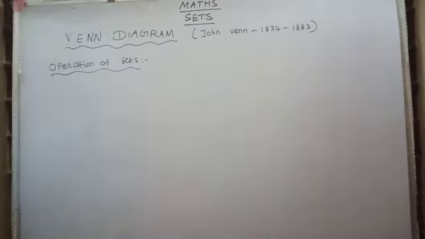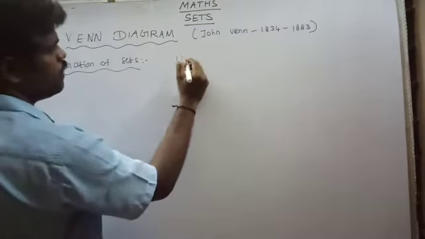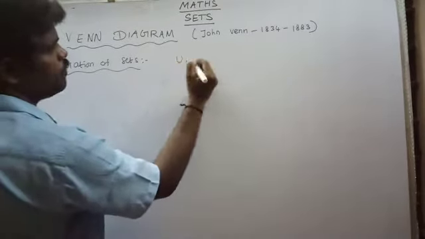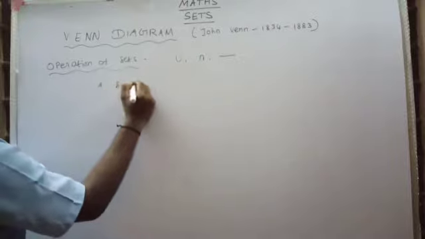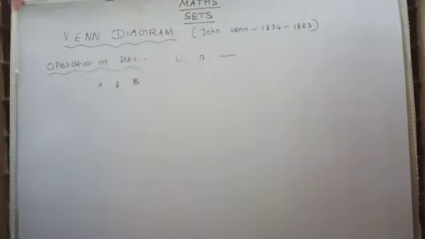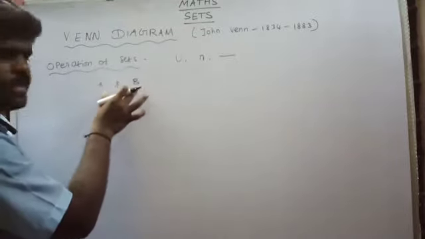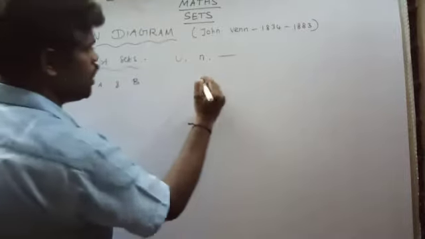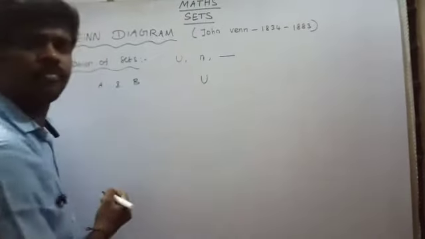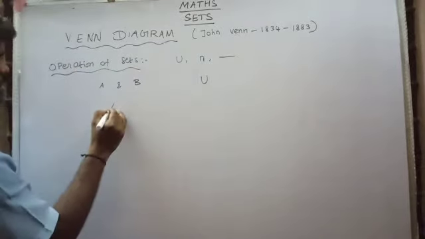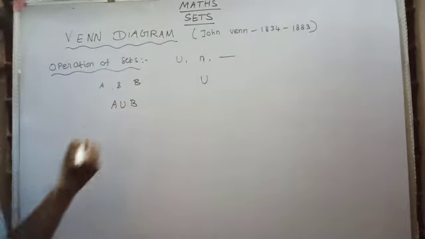The operations of sets are union, intersection, and the difference of sets. Okay. First of all, we have to find the union. If there are two sets A and B, we connect these two sets by the symbol union. This can be written as A union B.